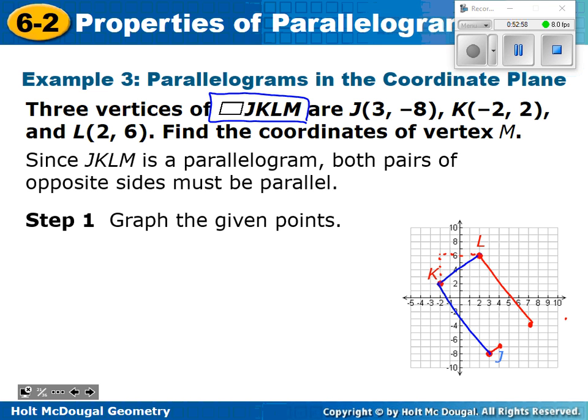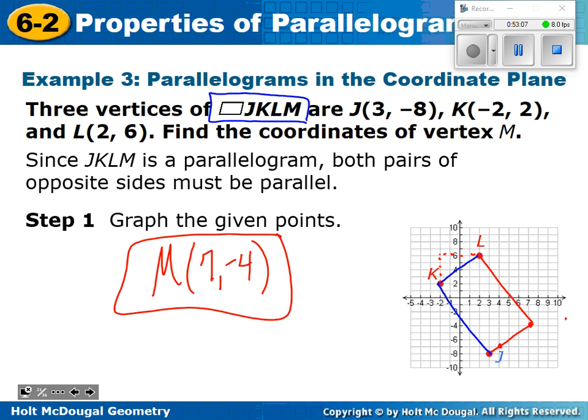And so it turns out to be 7 what? 7, -4. Everybody agree? And so the answer would be M is at (7, -4), and circle your answer. Make sure that it does connect and look like it's a parallelogram. If it doesn't, you know you've done something wrong, go back.